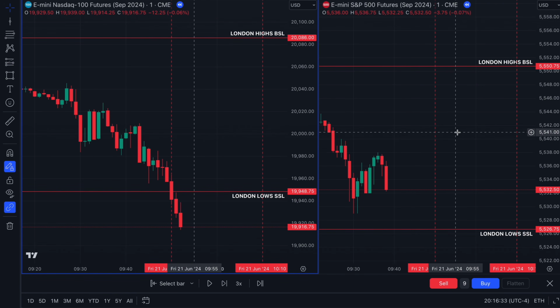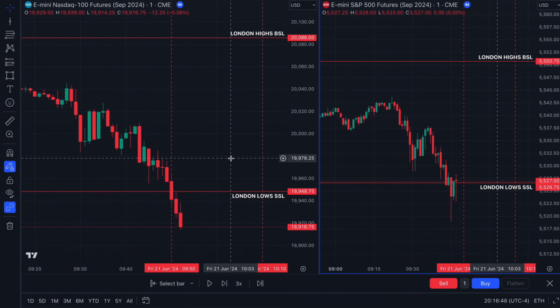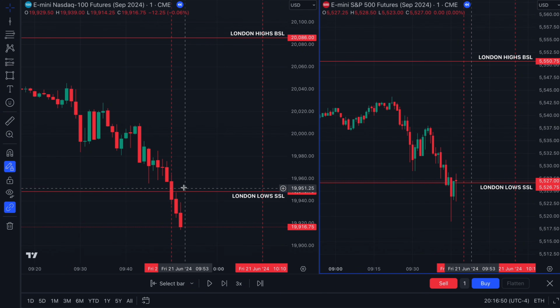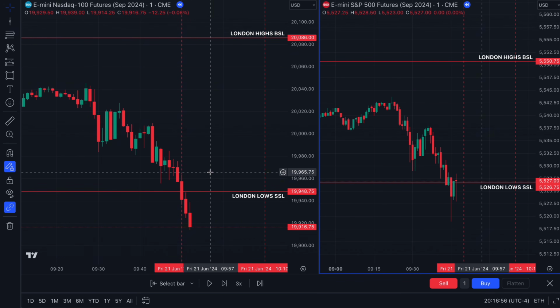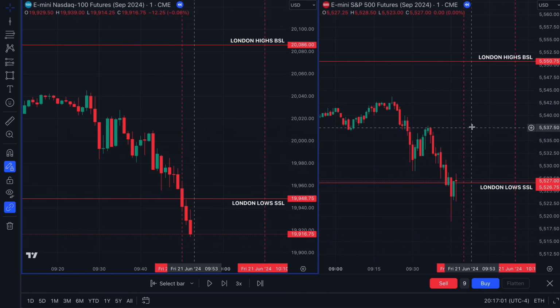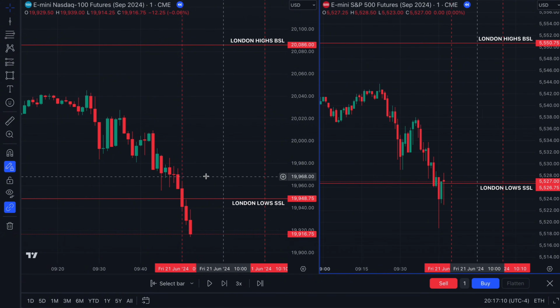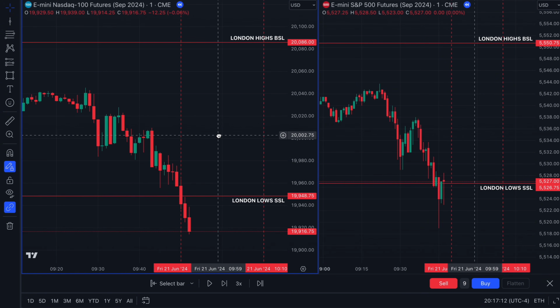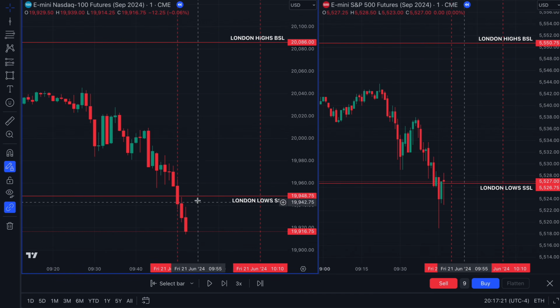Okay, so there you go. London lows have been swept on both NQ and ES. And we're also, take a look, we're inside of the macro now. So we want to see a bullish displacement for NQ, because we only trade NQ, but we monitor ES to see how it's moving. It also gives us other confluences on why we should take a trade on NQ.